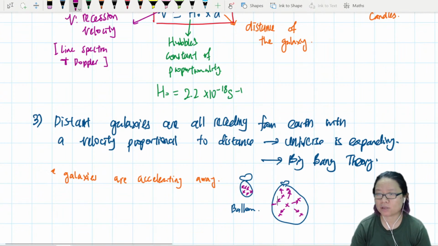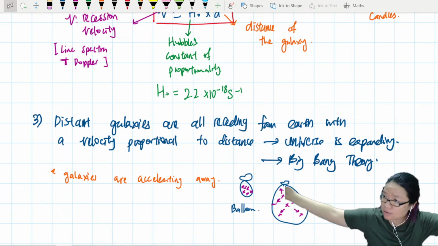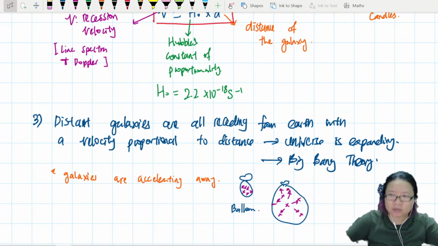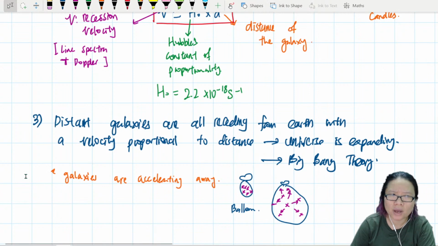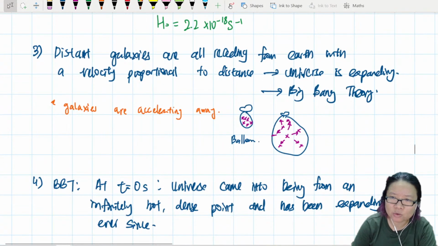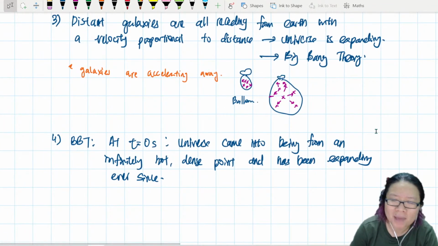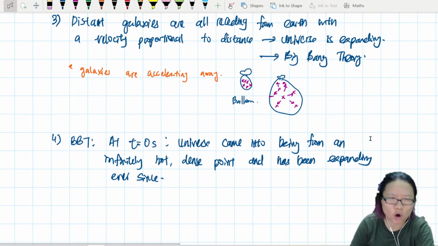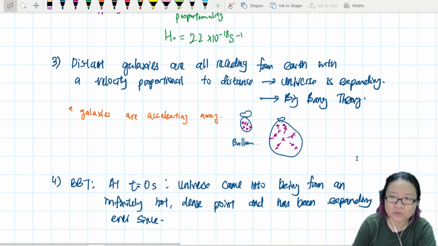So this is Big Bang theory. If everyone is pushed out, then we can theorize that there should be a point in time where everyone existed together. So at t equal to 0, the universe came into being from an infinitely hot, dense point and has been expanding ever since. All right.